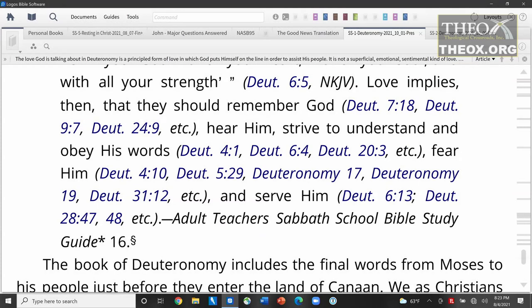Yes. And if you have our handout, which you can get at our website at www.theox.org, you can download this, or you can look in the teacher's edition of the Bible study guide, you can find it there. But there are multiple references to support each one of these ideas. There's a lot of this material in the book of Deuteronomy.